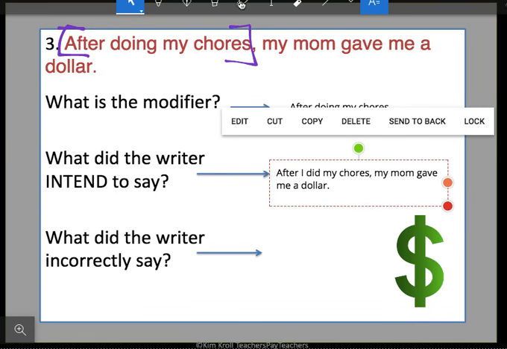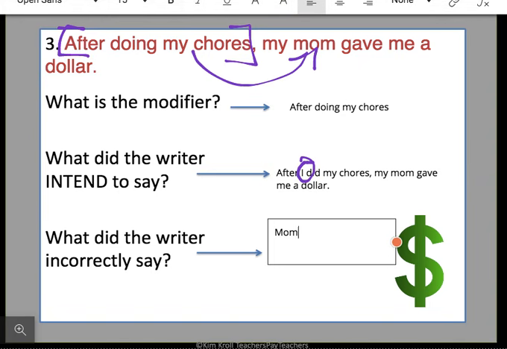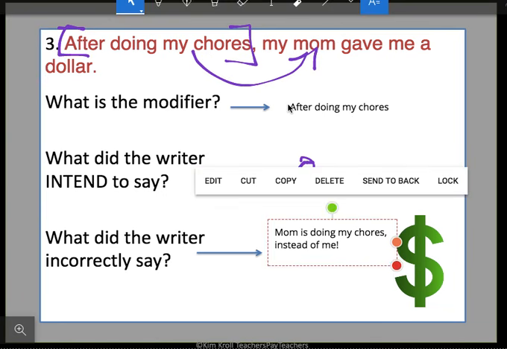However, what did they incorrectly say? Well, the modifier "after doing my chores" is right next to the word mom. And the word I, the person who is doing the chores, doesn't appear in this sentence anywhere. So it makes it sound like after my mom did my chores, she gave me $1. So it makes it sound like mom is doing my chores instead of me. And that's not what they're trying to say.